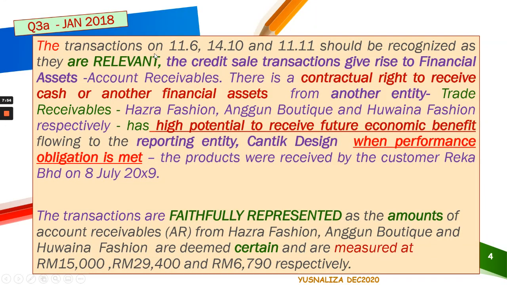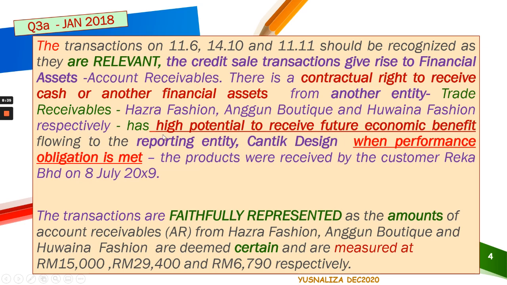So you need to write that in sentence. You need to mention why you recognize it as a financial asset, and which transaction. So here all three transactions should be recognized because they are relevant. Why? Because credit sales transactions give rise to the financial asset, which is called accounts receivable or trade receivable. And this is because there is a contractual right to receive cash or another financial asset. So you have the right to receive cash, because you have sold goods and delivered the goods to your customers, the three customers. And they are the so-called Hazra Fashion, Angun Boutique, and Wainah Fashion, respectively.